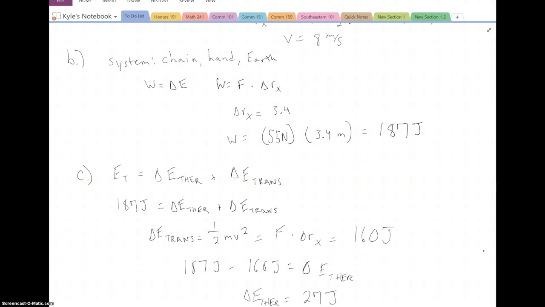So now, last one, we have the joules. 187 joules is equal to the thermal plus the translational. We know that translational is 1/2 mv squared, so we're just going to plug in for delta Rx, and we already have our force. We get 160 joules. Subtract that from the total, and we get our delta E thermal, which is 27 joules.